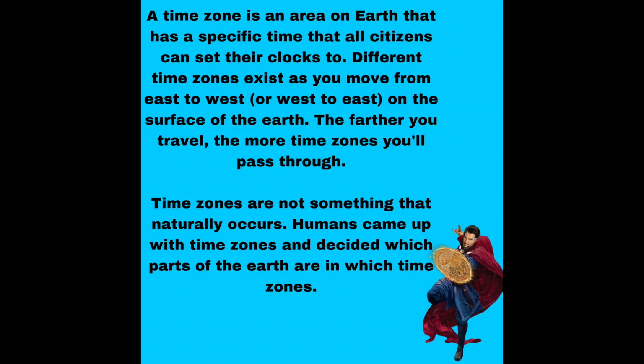A time zone is an area on the earth that has a specific time that all citizens can set their clocks to. Different time zones exist as you move from east to west or west to east on the surface of the earth. The further you travel, the more time zones you'll pass. Time zones are not something that naturally occurs. Humans came up with time zones and decided which parts of the earth are in which time zones.